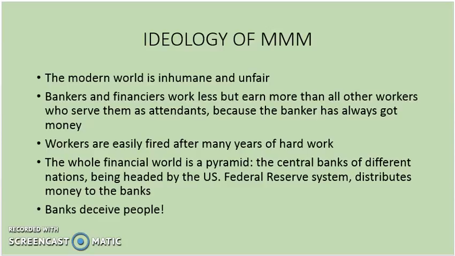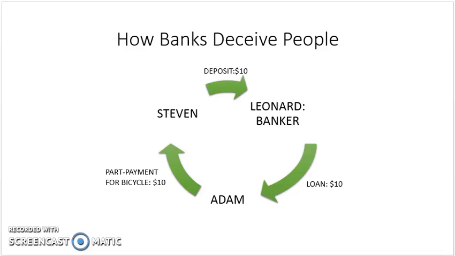Now, speaking about banks, banks deceive people, and it's quite difficult for a lot of folks to figure this out. But I think I'm going to try to help you understand this. Now, let's say we have two customers to a particular bank, and we have this banker Leonard, and he's got two customers, Stephen and Adam. Now let's say Adam wants to buy a bicycle from Stephen at a cost of $100.